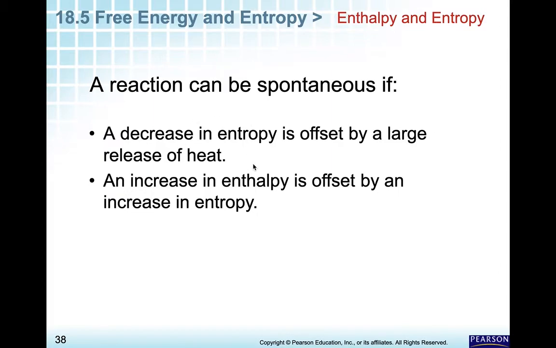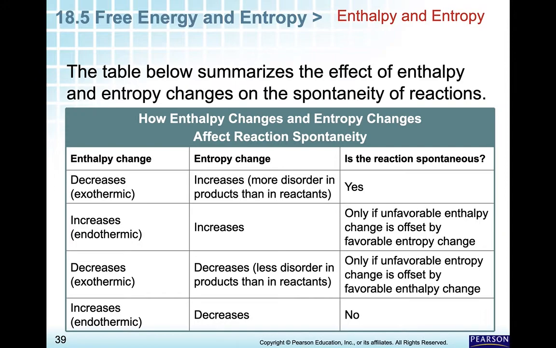A reaction can be spontaneous if a decrease in entropy is offset by a really large release of heat, or if an increase in enthalpy is offset by a really large increase in chaos. So even if it's endothermic, but it really increases the chaos, that's okay too. So these are two situations where there's sort of a balance between these two factors.